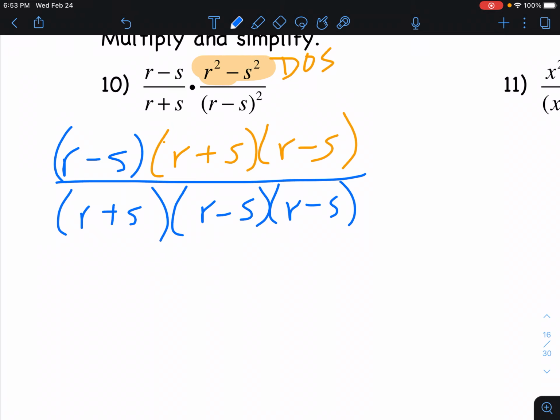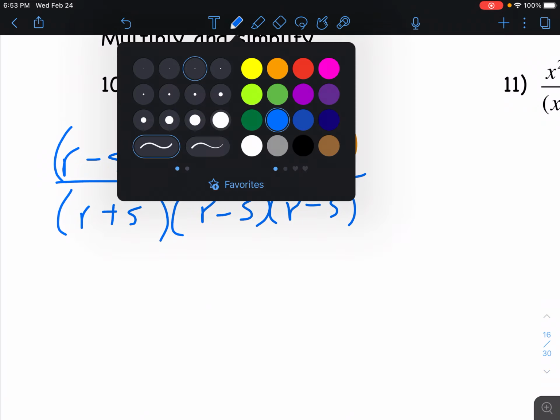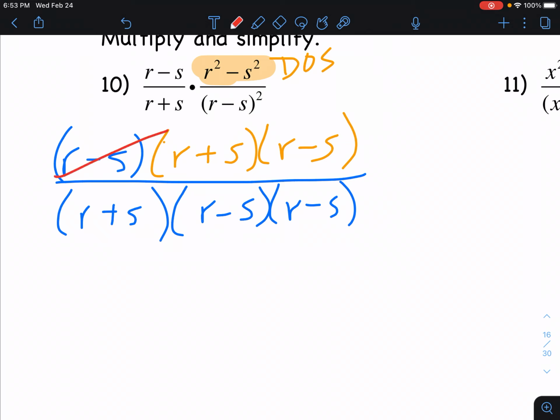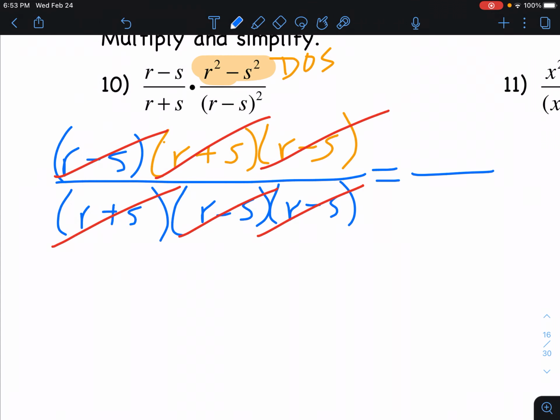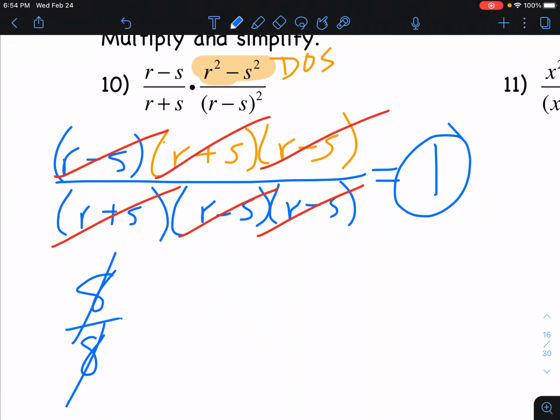Okay, so now it's entirely factored. So we are looking to cancel out binomials. R minus s, r minus s, r plus s, r plus s, and also r minus s, r minus s. What happens when everything cancels out in a fraction? What are you supposed to put? A lot of people put 0, but that would be wrong. It's actually 1. Just the number 1 is our answer. Everything canceled out in a fraction. It's like saying 8 divided by 8. They cancel out, but 8 divided by 8 is 1. Anything divided by itself is 1.